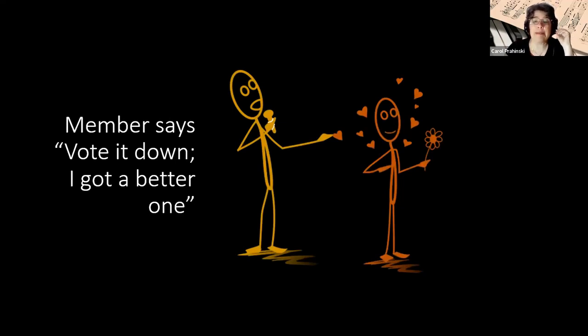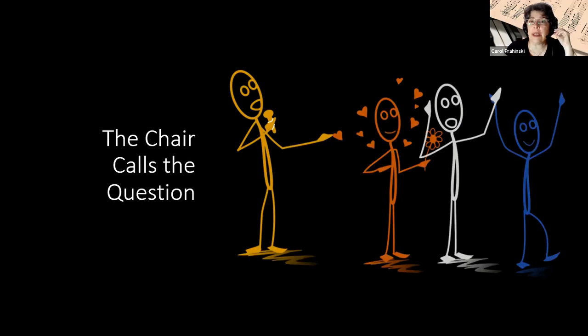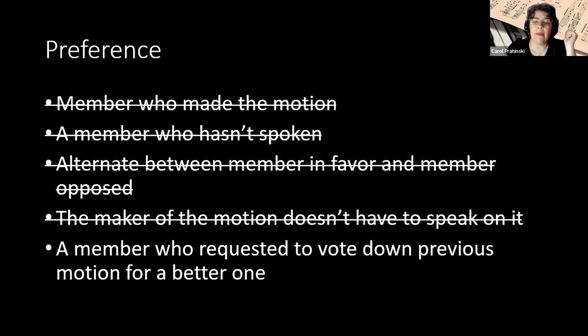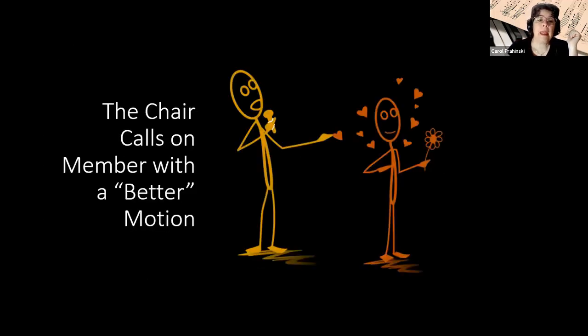"Vote it down because I've got a better motion." And so once that has come up and let's say the audience really didn't like the amendment, we decide, okay, let's go and see what this person has. So the chair calls the question, meaning that we now take a vote and the members vote it down. So the amendment is voted down. Now, three members rise and address the chair. Which one do I select? The chair will now select the member who has requested to vote down the previous motion for a better motion. So the chair calls on the member with the better motion.